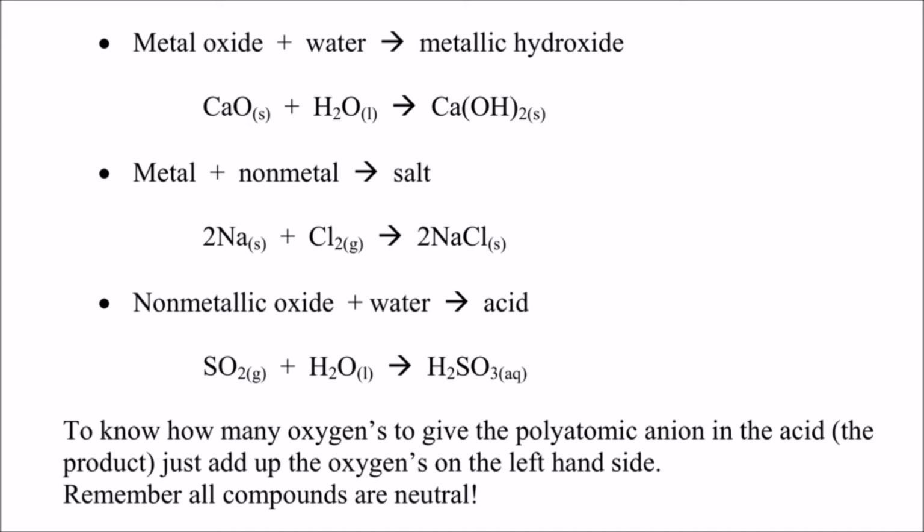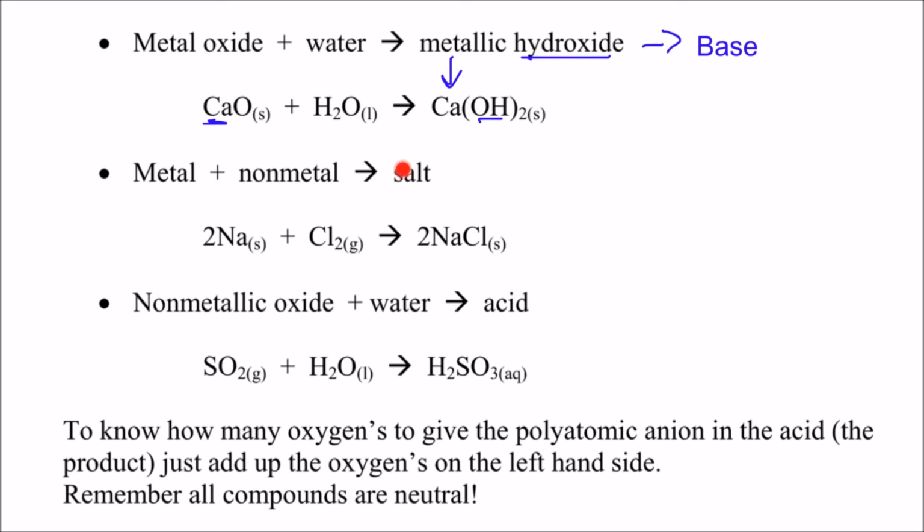Then we're going to take the product of the first reaction, the metallic oxide, and add water to it. And when you do that, you get a metallic hydroxide. In other words, you are going to form a base. Okay, so we've got calcium oxide here. We could have taken the magnesium oxide from that first equation, and we're adding water to it, and then we're going to make a metallic hydroxide. So the metal in this case is the calcium, and then of course hydroxide is always the OH. Okay, and that's going to be a base because anything with hydroxide is a base.